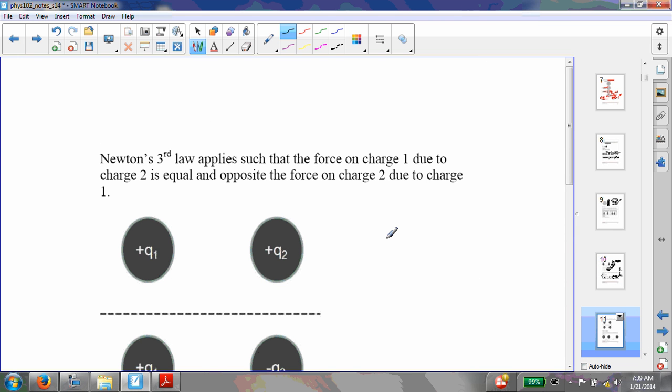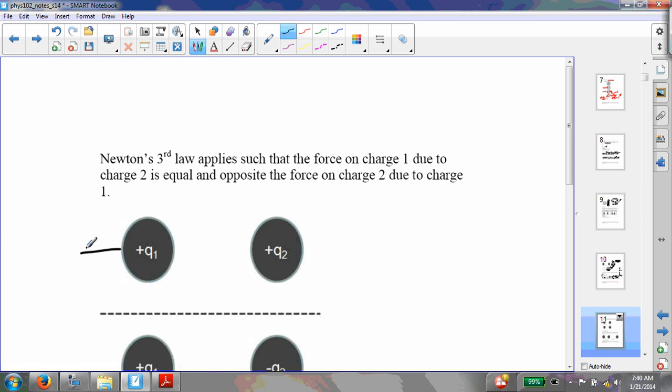Now, Newton's third law, if you remember, applied to objects of mass. For example, the Earth is pulling down on me with 700 newtons, and likewise, I'm pulling back on the Earth with 700 newtons. So Newton's third law applies to all forces, but it particularly applies to field forces, that for every force, there's an equal and opposite force. And the same is true for charges. So the force on charge 1 due to charge 2 has to be equal and opposite the force on charge 2 due to charge 1.